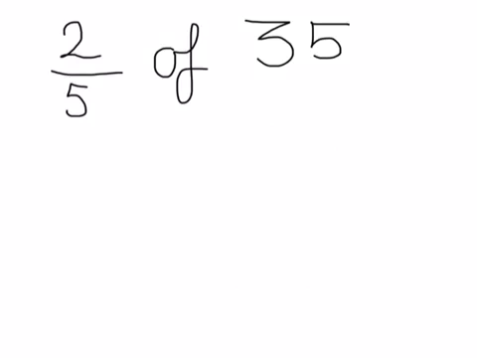First division strategy involves finding a fraction. The question here asks me to find 2/5 of 35. To do that, I'm going to take the amount, which in this instance is 35, and then I'm going to divide that by 5. The 5 is called the denominator. And I know that 35 divided by 5 is 7.